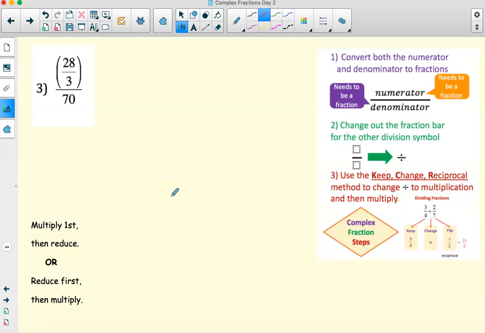Complex fractions, example 3. Convert both the numerator and denominator to fractions. So I'm going to just start by putting 70 over 1. So I made that a fraction, so we're done with number 1. Change out the fraction bar for the other division symbol.